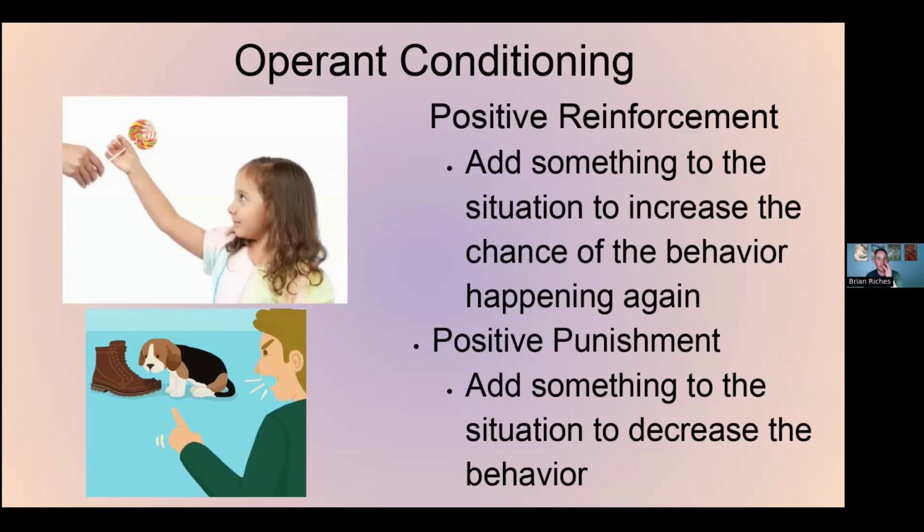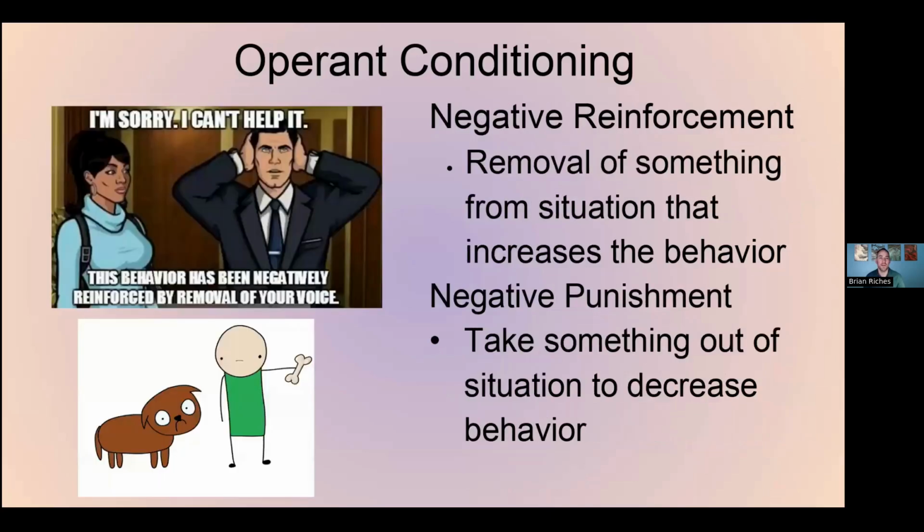All right, so those tend to be a little easier to think of examples, like adding something to the situation, like adding a yell, adding a candy, adding money would be a positive reinforcement. Or could be a positive reinforcement. Negative is sometimes harder to think of. So a negative reinforcement is when you remove something from the situation and your intention is to increase the behavior. Negative punishment, on the other hand, you're removing something from the situation to decrease the behavior.